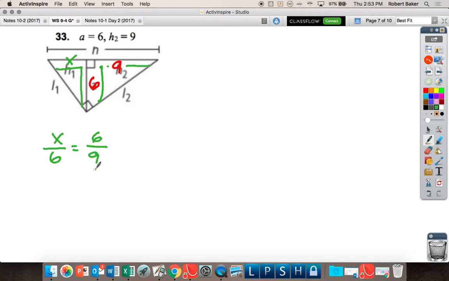That's the solving for the altitude part. So 6 times 6, 9 times x. 9x equals 36, so x is 4. Yay. So go back and put that number in there. And x is just H1. So this is 4. And how big is h? 13. Because you can just add those 2 together.